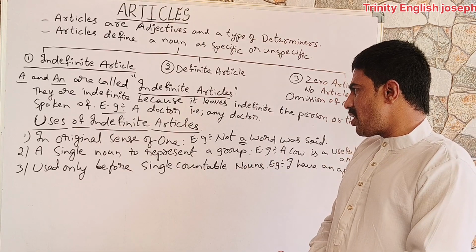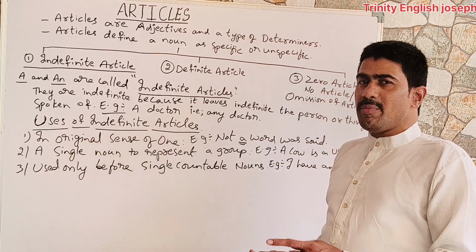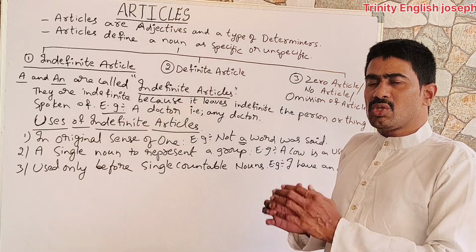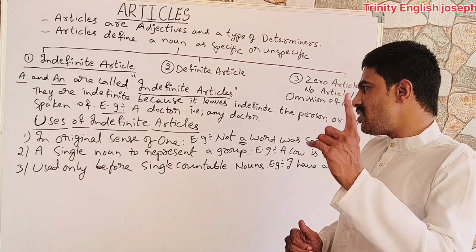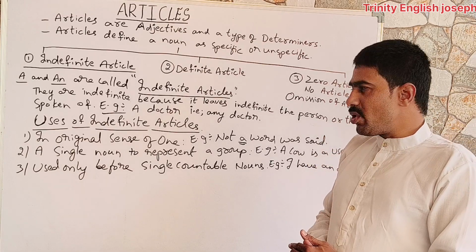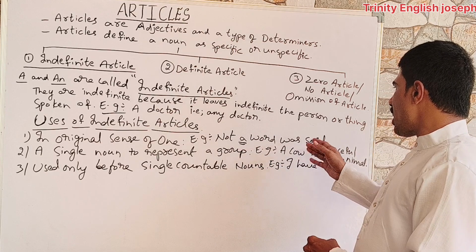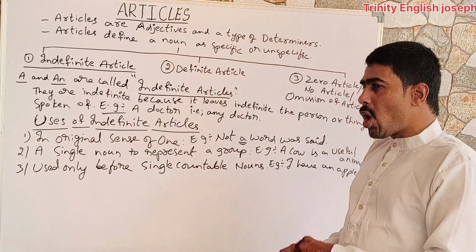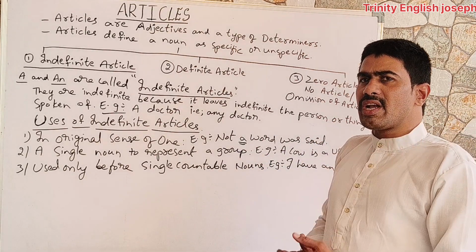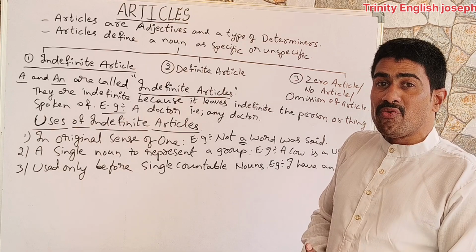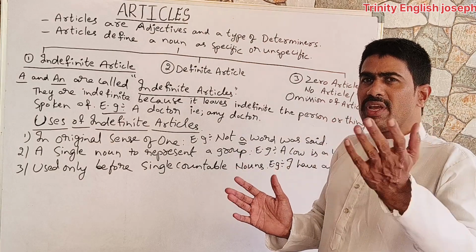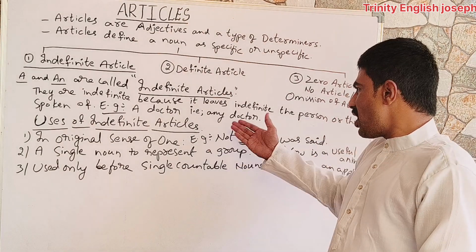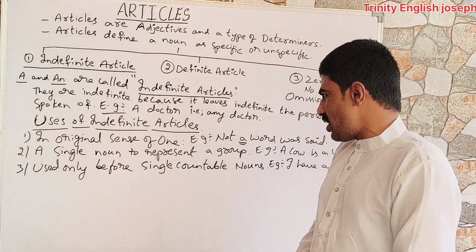Indefinite articles, in the original sense, mean one. They mean only one thing, so we can simply say singular one. Take the example: not a word was said, not a word. A word, in other words, can be said as one word. So instead of saying one word, we simply said a word. In that way, we said not a word was said.